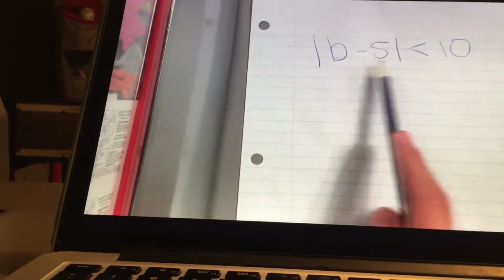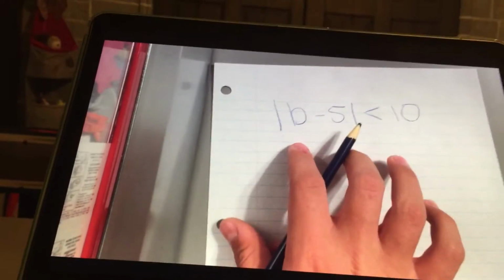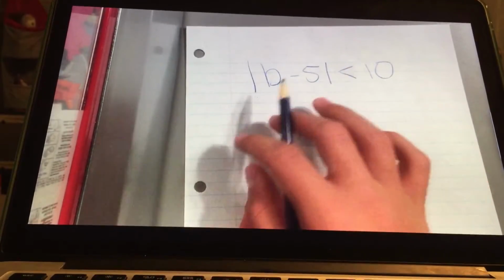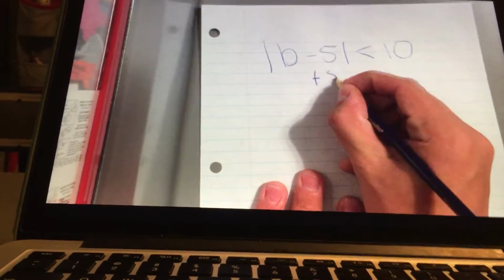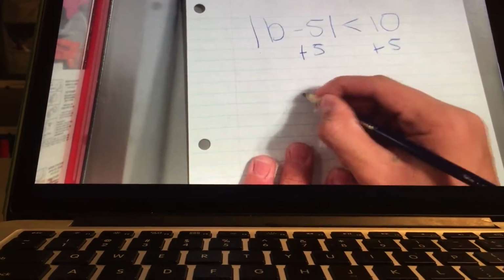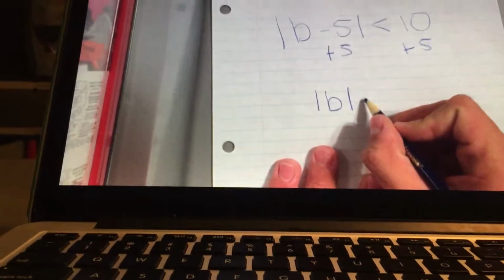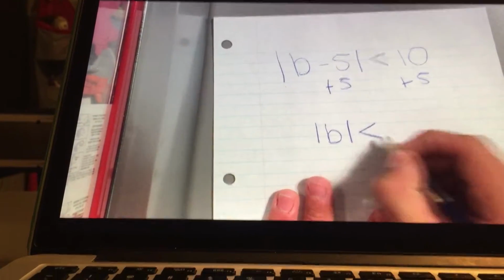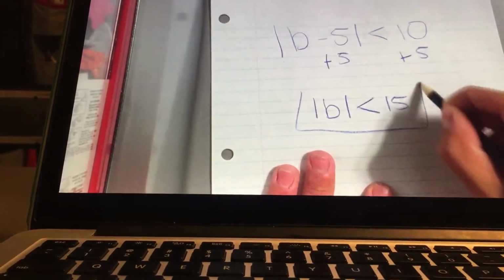Okay, so with this equation, we're going to be using absolute value. So we're going to try and get the variable alone in this part. We always want the variable on the left side. So we're going to add 5 to 10. When we do that, we're going to get b, still in the absolute value lines, is less than 15. And that's your answer.